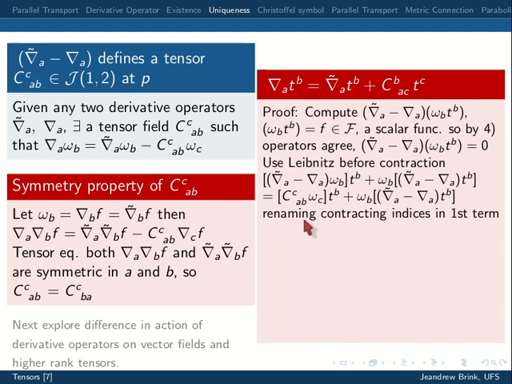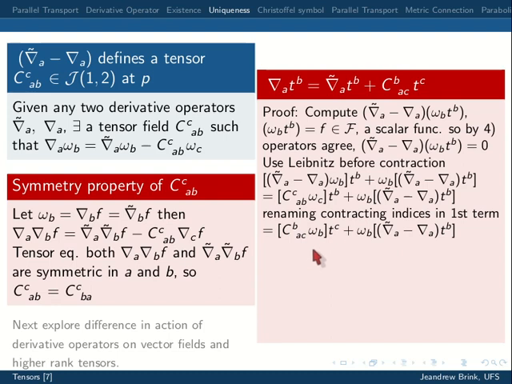What you then do is rename the contracting indexes in the first term. Because these are contracting indexes, you're simply summing over them, you could say this is C^α ω_α, and you could rename b to be, say, β. And in this case, you're going to swap the index names on c and b. Okay? And you can then get this expression.